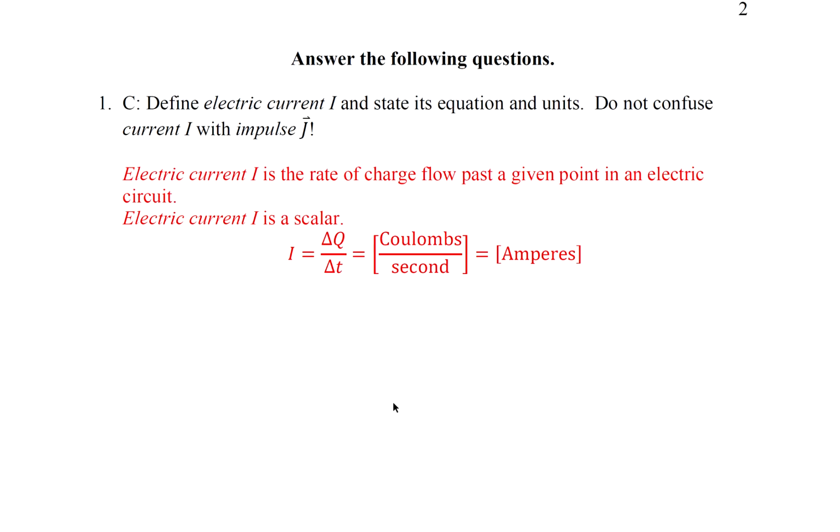Question 1. Define electric current I and state its equation in units. Do not confuse current I with impulse J. The electric current I is the rate of charge flow past a given point in an electric circuit. Electric current I is a scalar. So it's delta Q over delta T, which has units of coulombs per second. That's not a fundamental unit. It has units of amperes. Amperes is a fundamental unit.